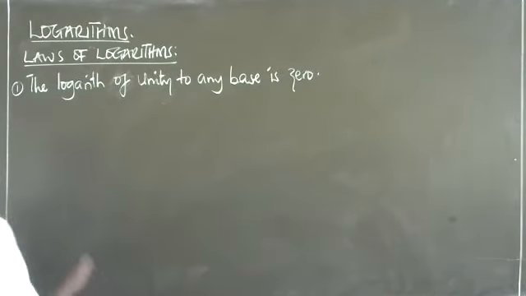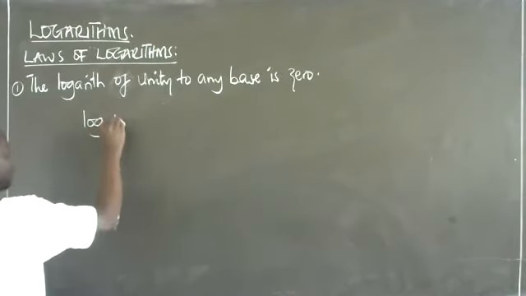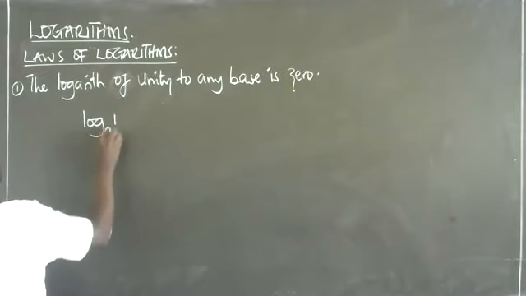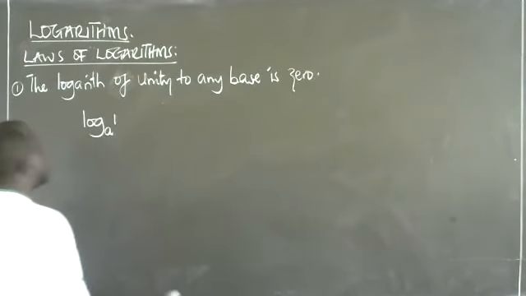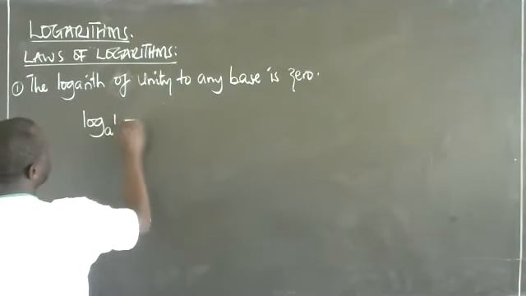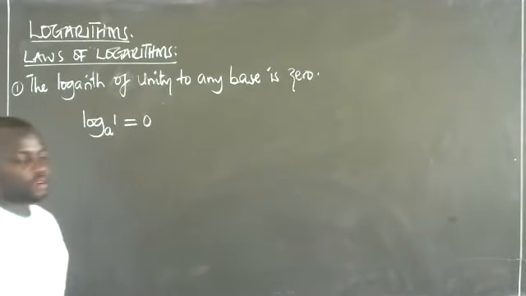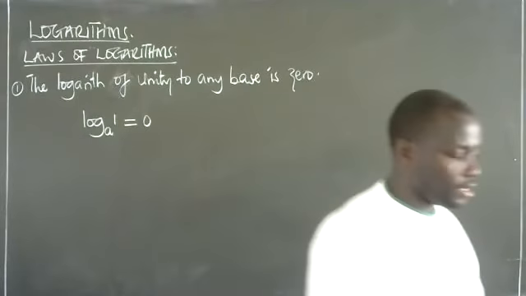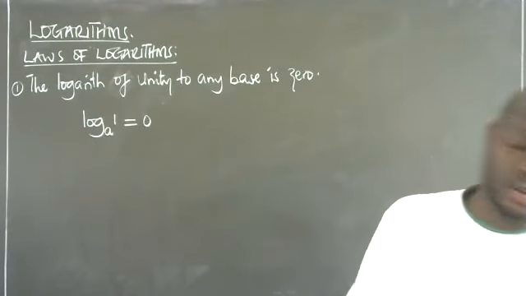If I'm to put it in a mathematical statement, it means that the logarithm of 1, irrespective of what base, whether the base is 1,000, or 10,000, will always be equal to 0. So the logarithm of 1 is always 0. You can check this on the calculator.